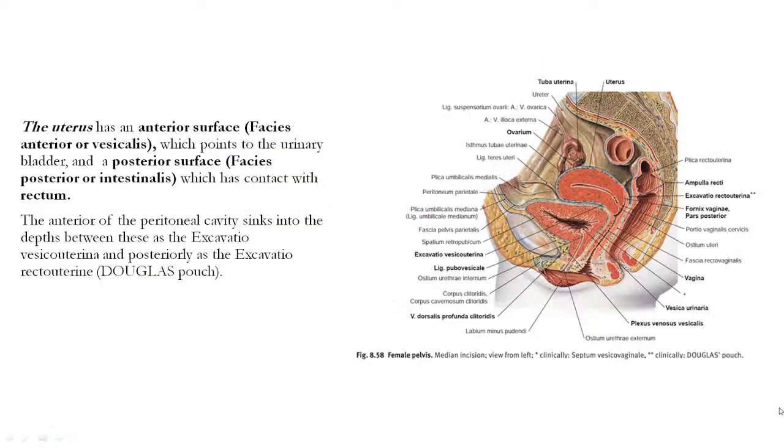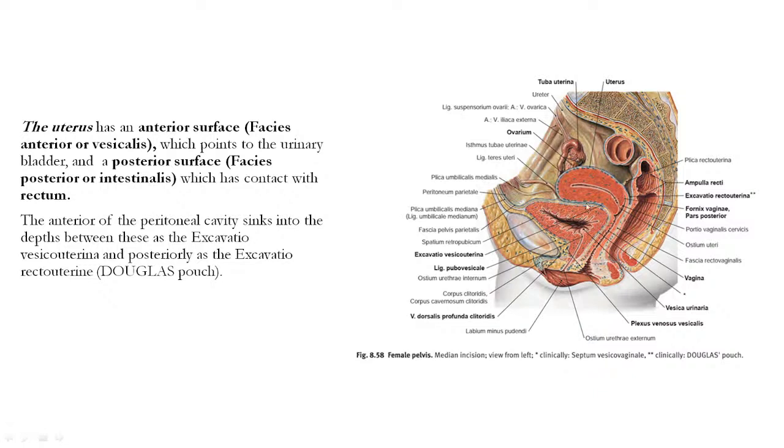The uterus has the anterior surface, facies anterior or vesicalis, which points to the urinary bladder, and posterior surface, facies posterior or intestinalis, which has contact with the rectum.